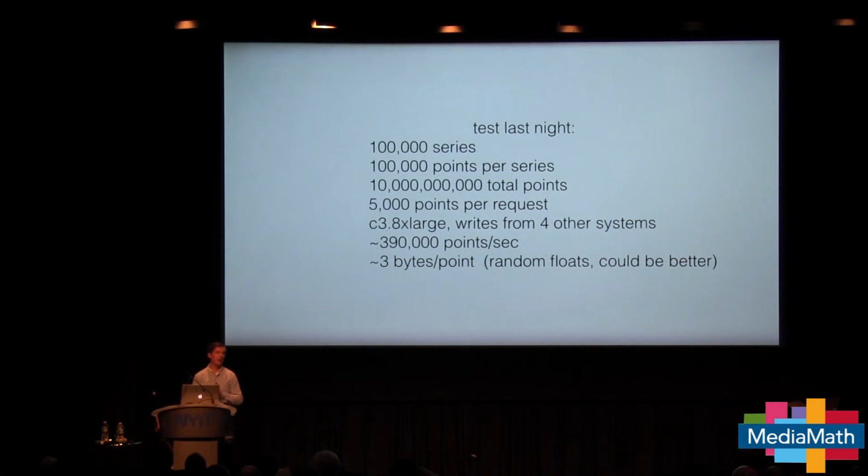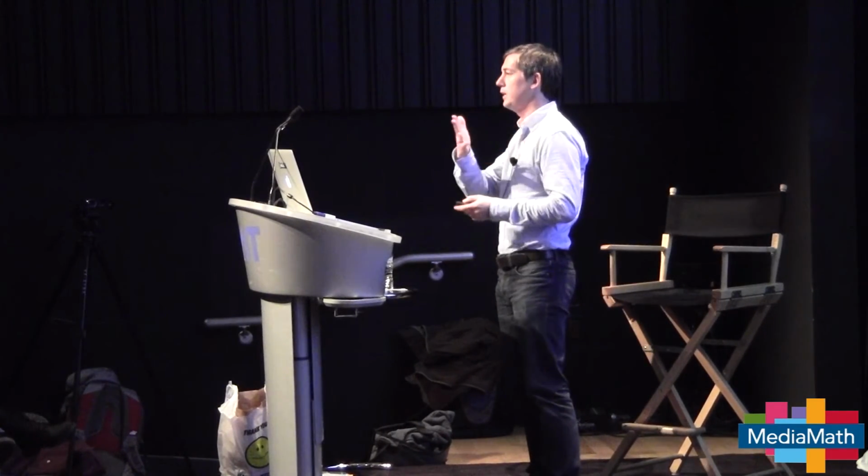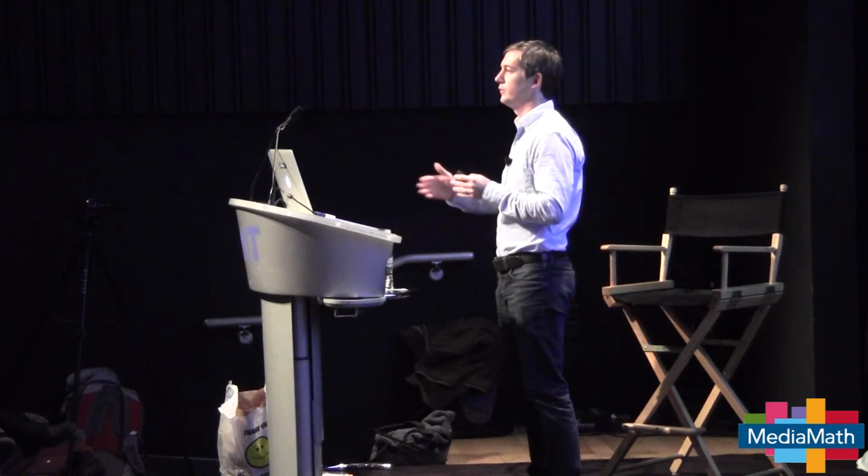Real-life data in time series generally doesn't look random, so I would expect to get slightly better compression than that. And this 3 bytes per point figure also includes all of the metadata that we have, right? It's the tag data, it's everything. It's not just the raw time series, but it's all the tags and all that stuff so that we can actually do searches on it.